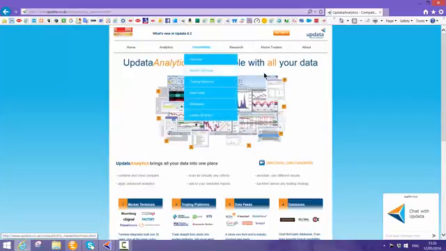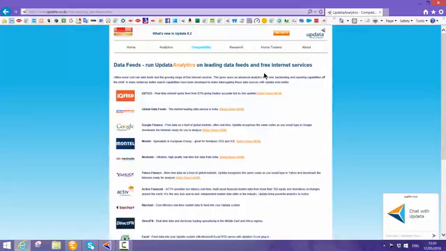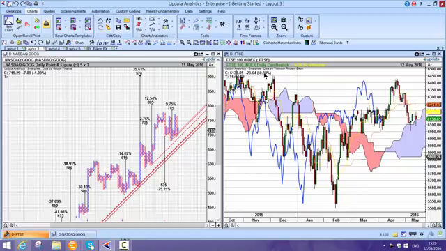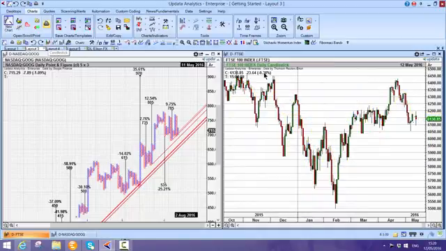So you can look at data feeds, for example. You can go and see all the different data feeds and video demos of Updata running on those feeds. So really valuable in that regard as well. And the analysis, the sky is really the limit. You can add as much analysis as you want really quickly.